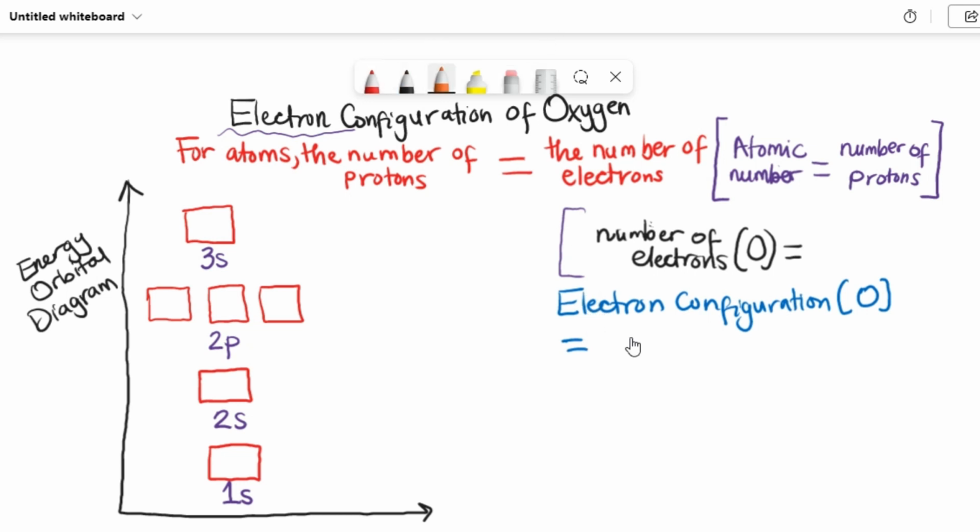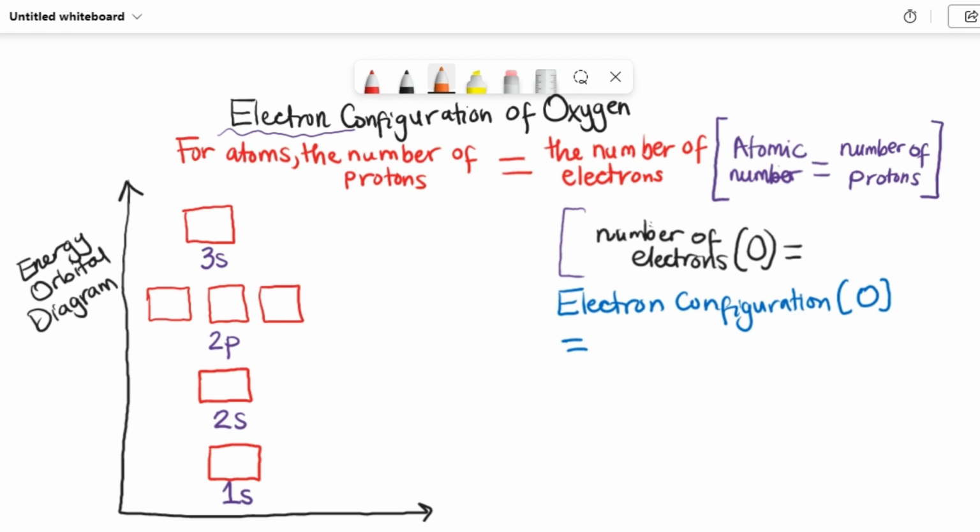Today we're going to be working on the electron configuration of oxygen question. The first thing you have to do anytime you're given an electron configuration question is to determine the number of electrons of the atom. So we're supposed to determine the number of electrons for oxygen atom.